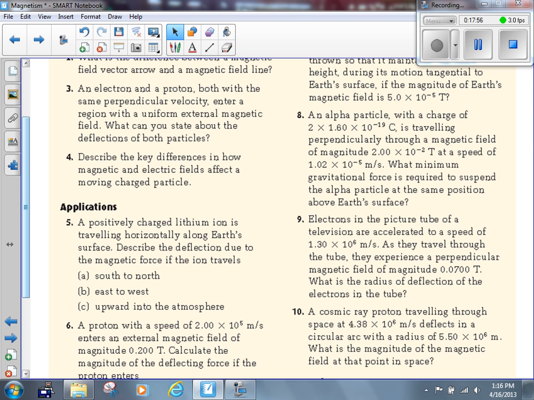Upward into the atmosphere. So the positive particle is going upward into the atmosphere. The magnetic field is going from magnetic north to magnetic south. Thumb upwards into the atmosphere, fingers from magnetic north to magnetic south. Palm's going to point to the left or to the west. So the magnetic force in C would be to the west. Yeah. C would be to the west.